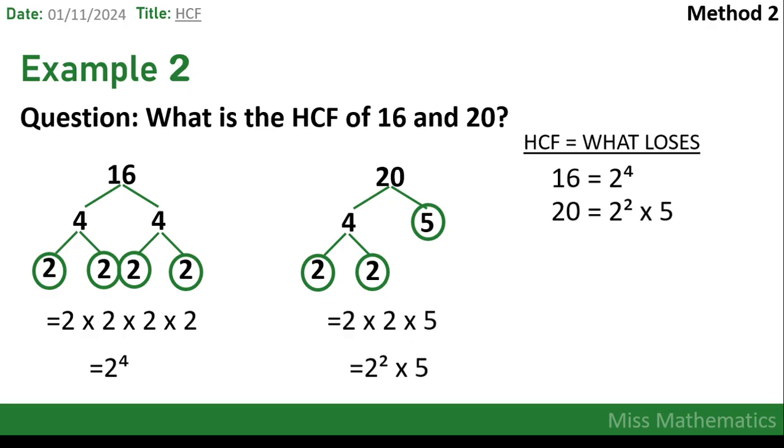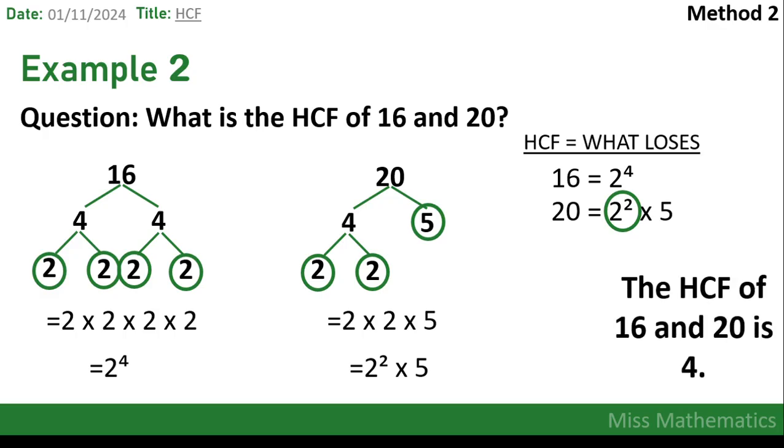For the highest common factor, the smaller power wins. So you have to look at the two same bases you have: 2 squared and 2 to the power of 4. You have to see which one is smaller. So 2 squared is smaller, so you use that in your answer. Then 5 loses against nothing because you have to choose the smaller number. So the highest common factor of 16 and 20 is 4.